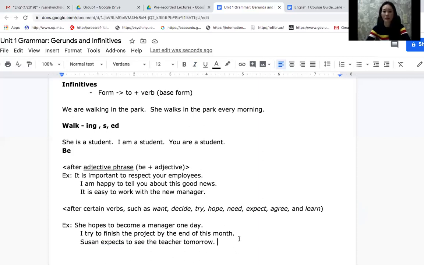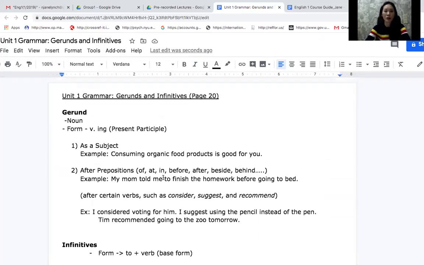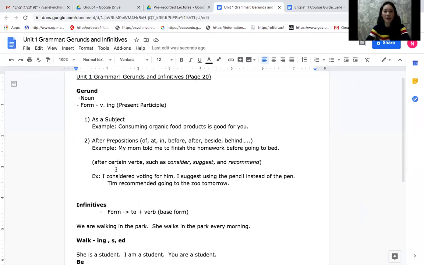Okay, and that's it. That's it about gerunds and infinitives.